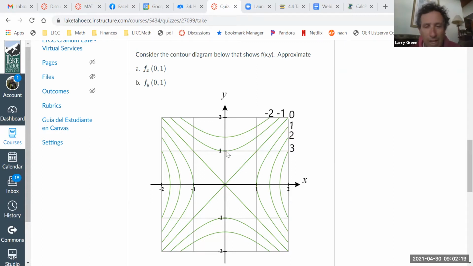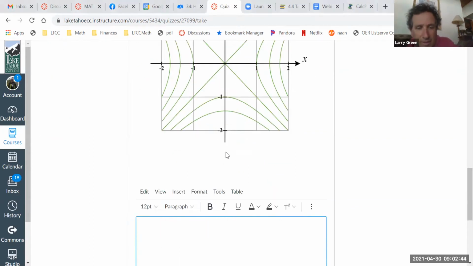So if you're walking along the contour curve, what does that tell you about how much you've gone up or down? Yeah, you haven't at all. So f sub x of 0, 1 is just 0 because we're walking along the contour curve or line. So let's write that down.